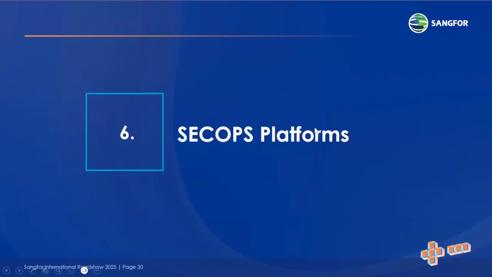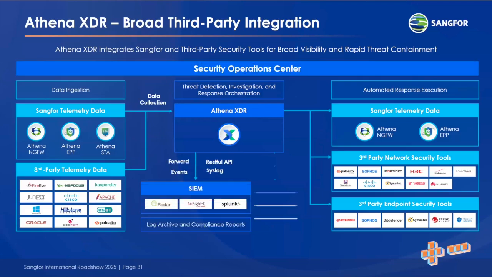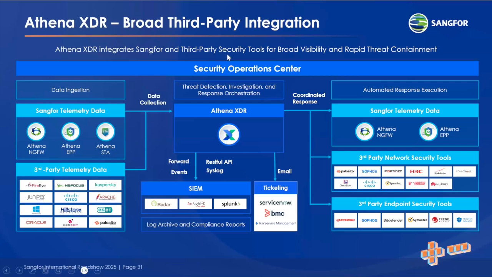Okay, the sixth part is about the SecOps platform. You know, some customers may say, do you support third-party products? As I mentioned previously, when talking about this cooperation, I think there are three major parts we can highlight. The first one is data ingestion. So third-party data and our Sangfor native devices all connect to the XDR. So XDR can get all the data.